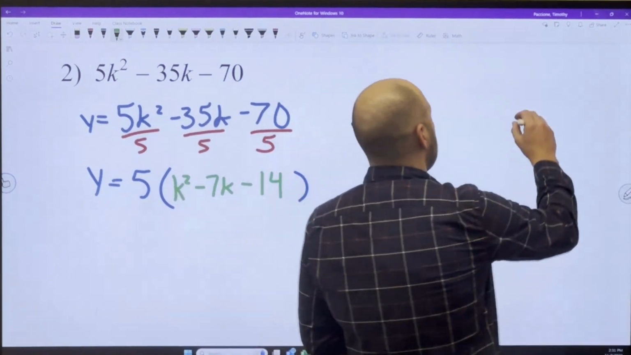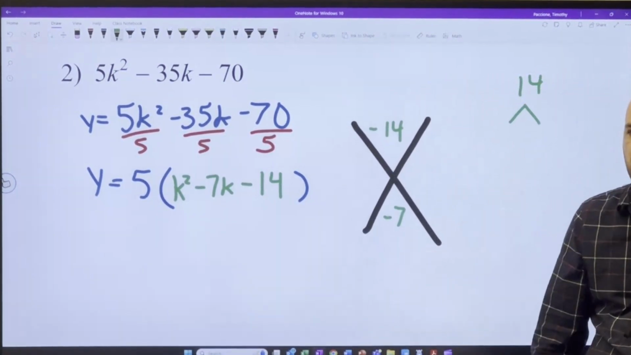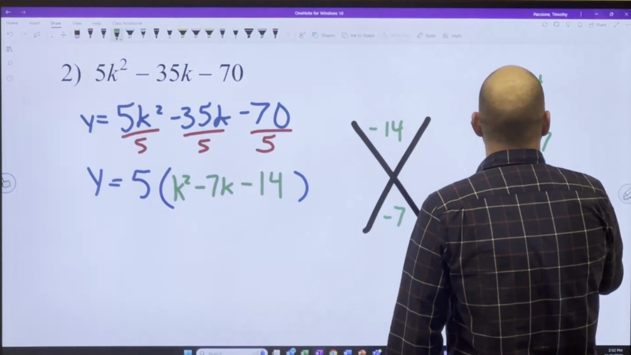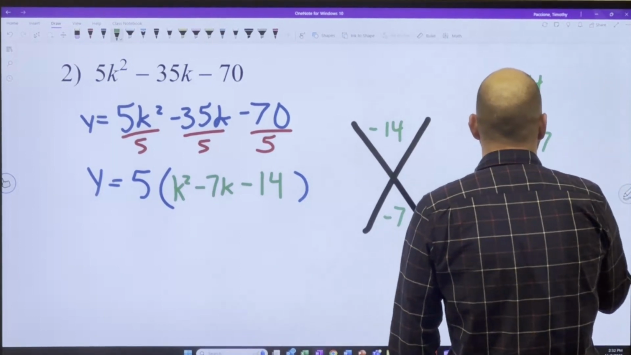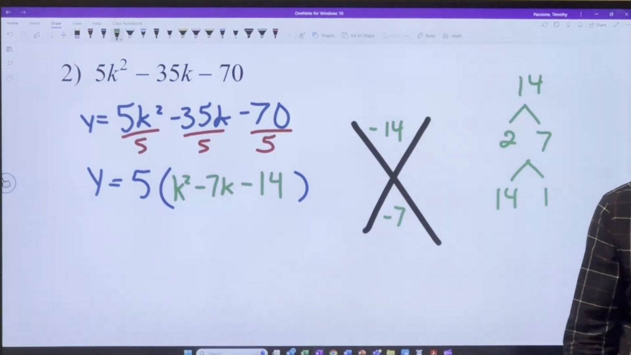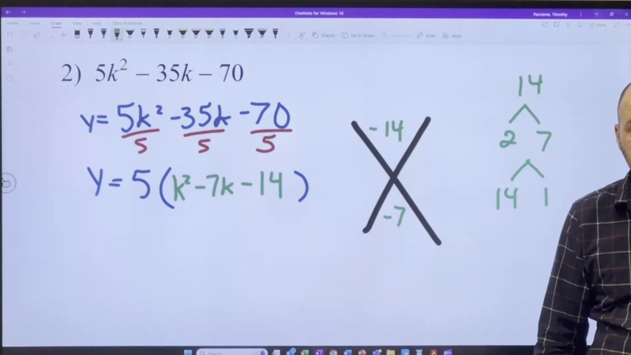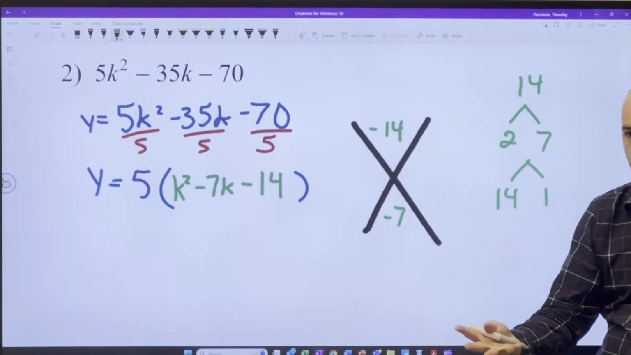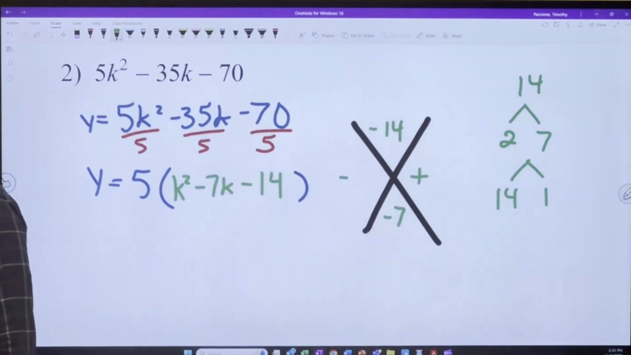So you take the number on the top, and you say to yourself, well, what are all the combinations that multiply to give me 14? 2 and 7. What else? 14 and 1. Anything else? No. So it's got to be some combination of these if this is going to work. So I know I'm multiplying to get a negative, so what must be true? One's negative and one's positive. And now I check all my combinations.